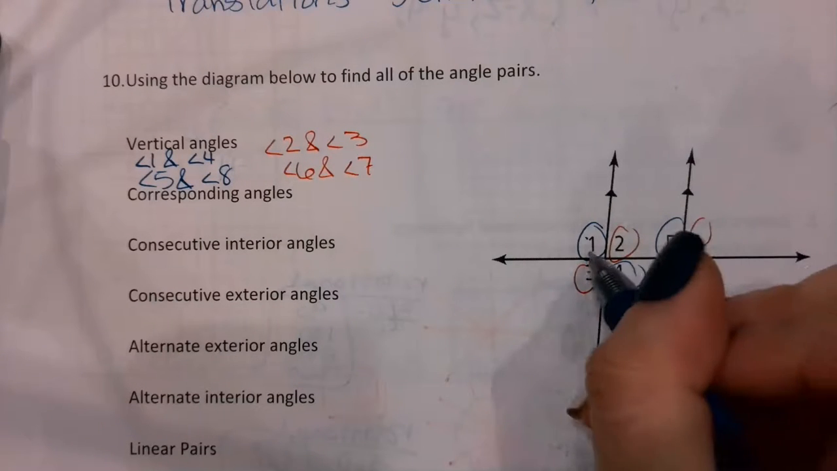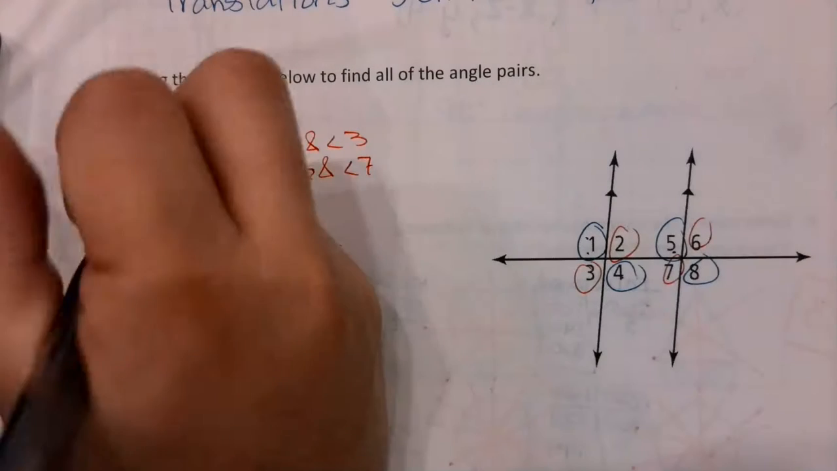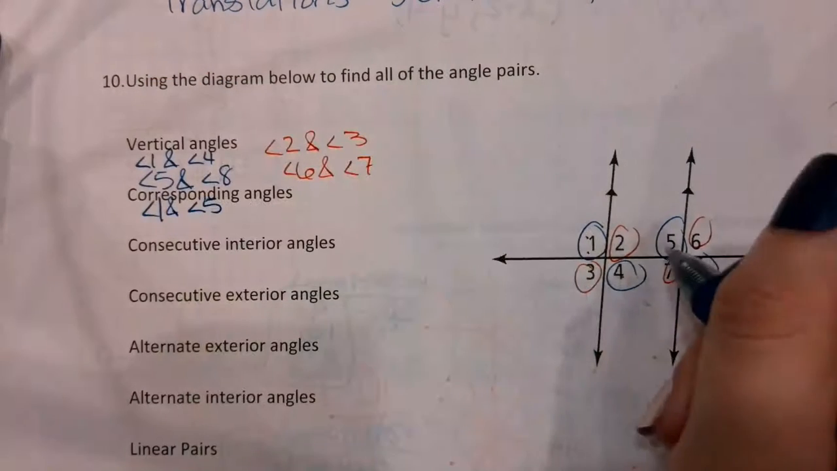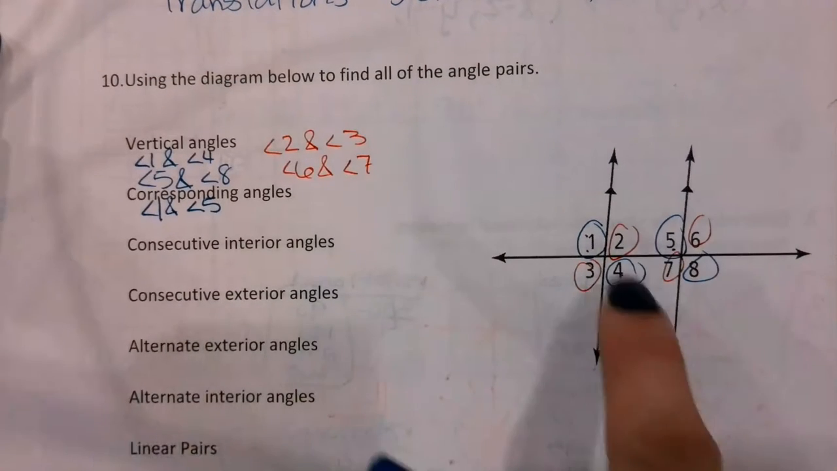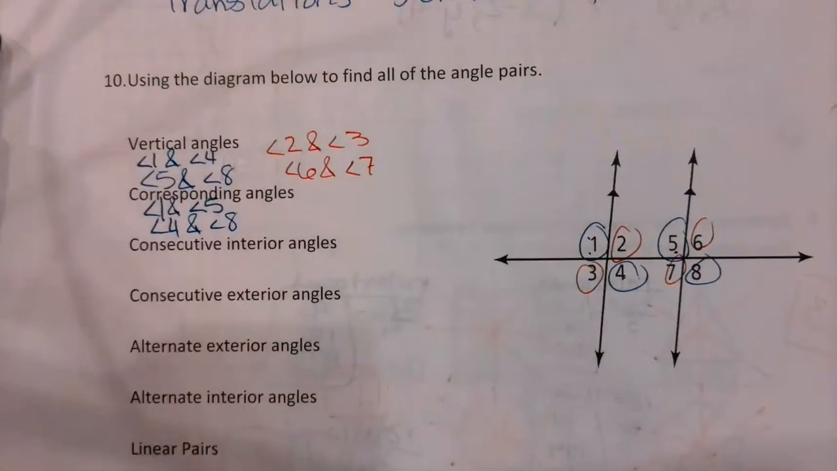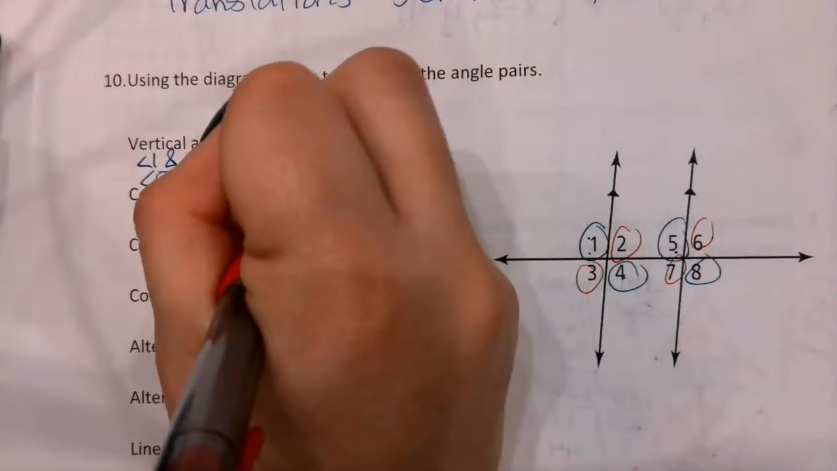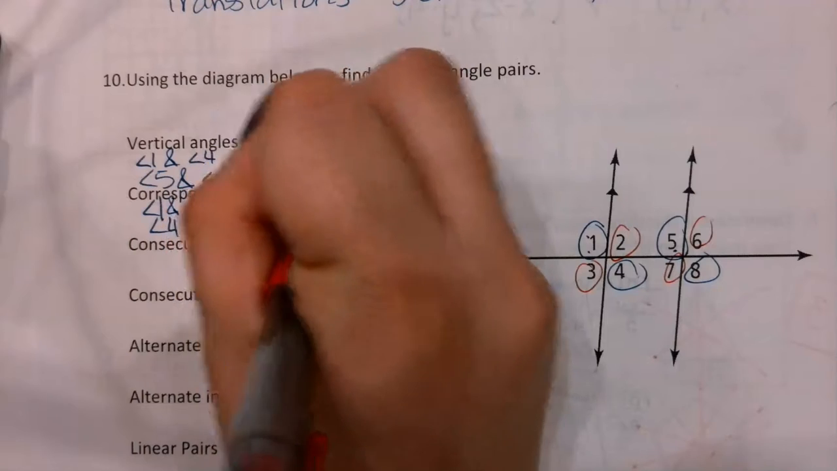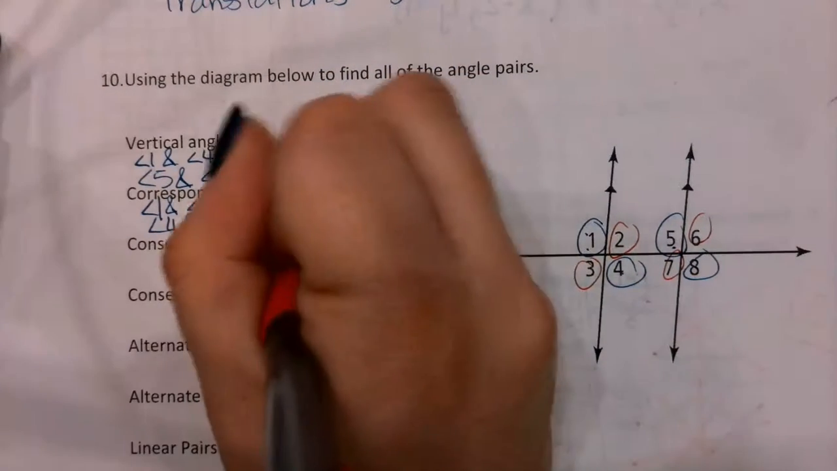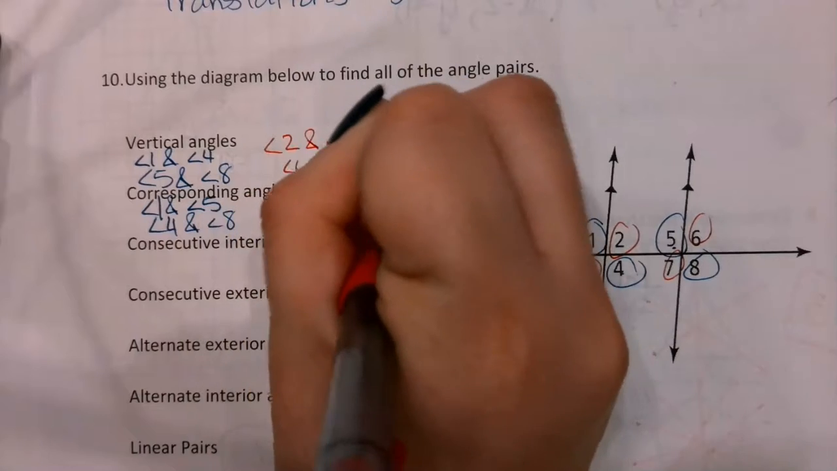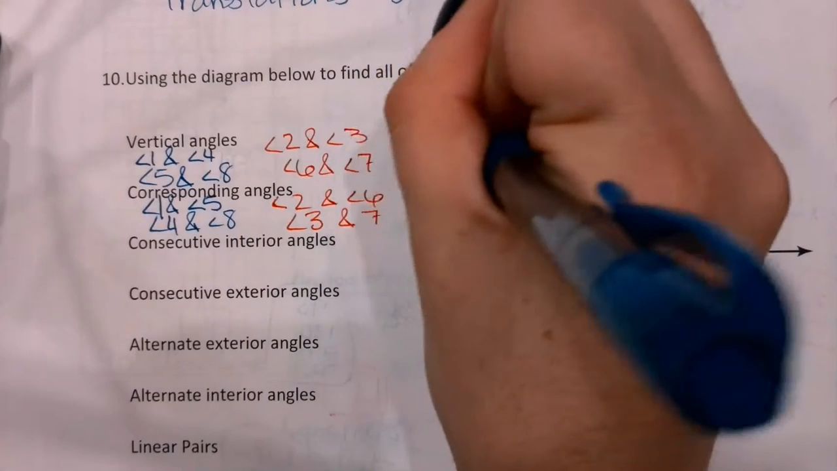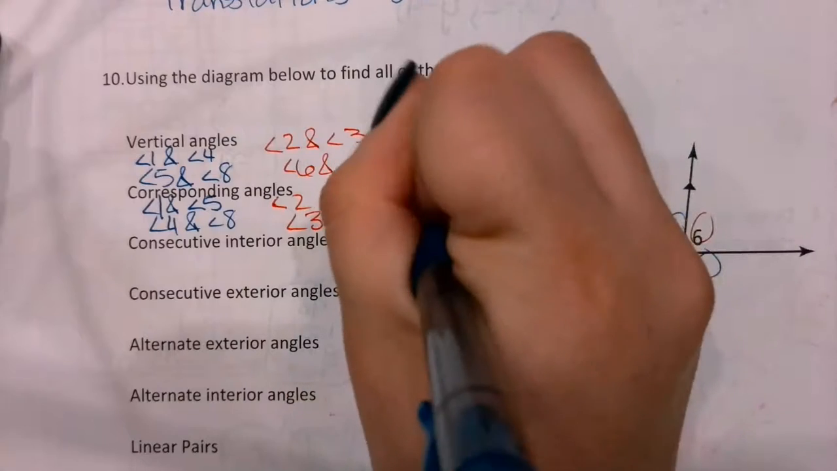Corresponding angles are in the same spot, so I'm going to have 1 and 5. Helps if I write the number. 2 and 6, or no, let's do my blue ones. 4 and 8. Then I have 2 and 6. And 3 and 7. So vertical angles are across. Corresponding angles are same spot.